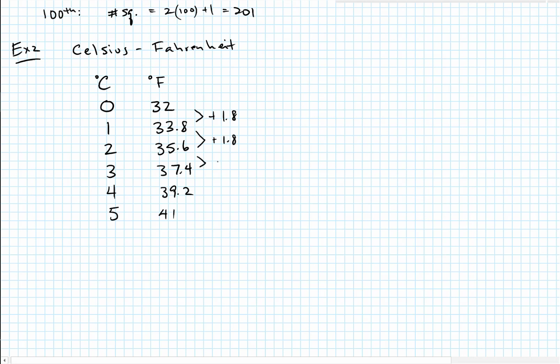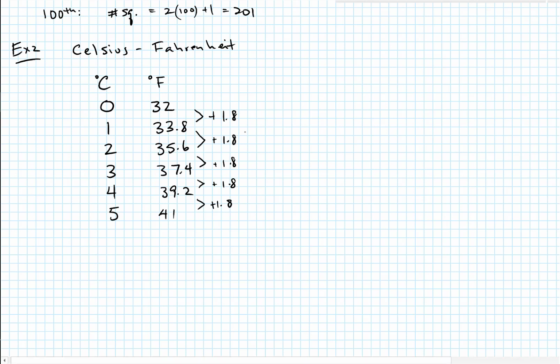And 3 gets us to 37.4. So again, we're adding an additional 1.8. And then we just keep on adding 1.8 every time we add a degree Celsius. So you can see that we're adding the same amount each time. So this is an example of a linear relation. So can we come up with a formula that will allow us to convert degrees Celsius to degrees Fahrenheit without having to make up a big table like this?